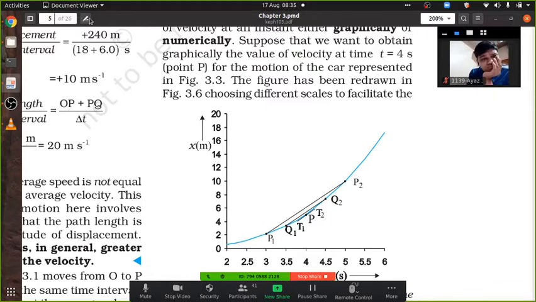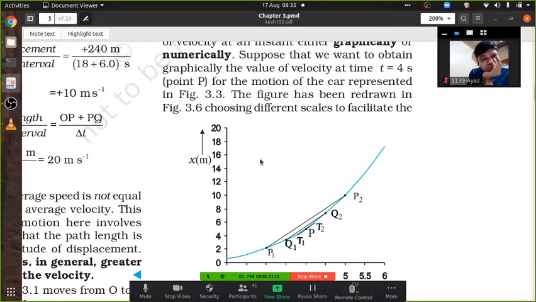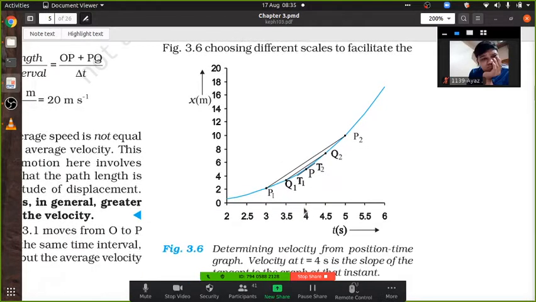Are you getting my point? Now my question is, if I consider P1 and P2 for calculation, if I measure the corresponding distance and corresponding time, what will I get? Will I get average velocity or will I get instantaneous velocity?